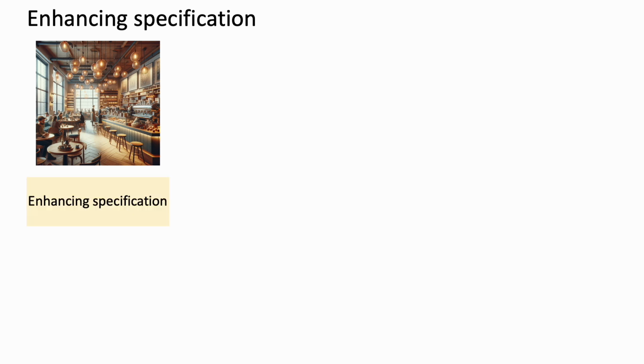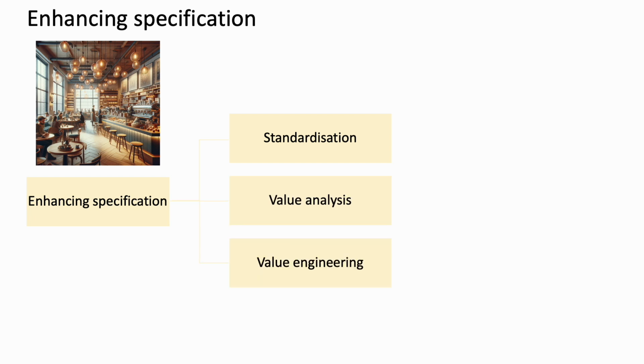Let us imagine that we want to improve our coffee shop operations. Enhancing specifications can streamline operations and maximize value. Here's how. Standardize. Opt for standardized products or services to simplify procurement. Value analysis and engineering. Assess and engineer for optimal value and cost.